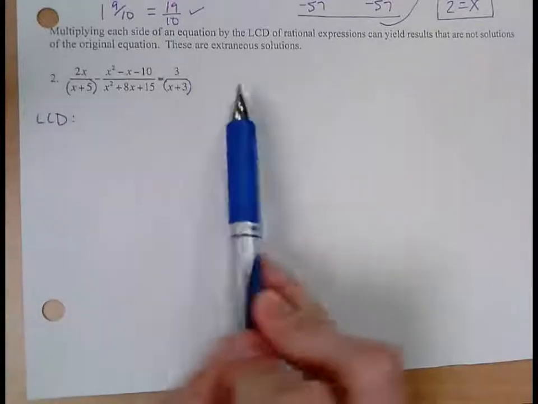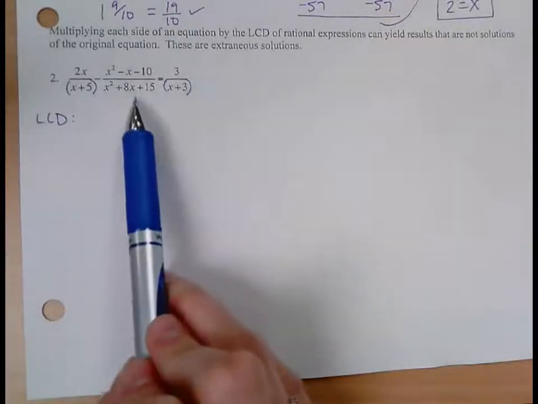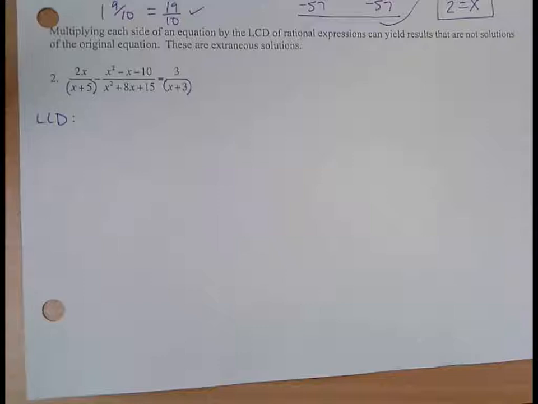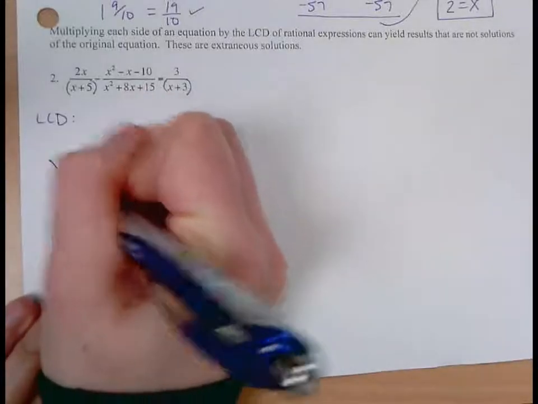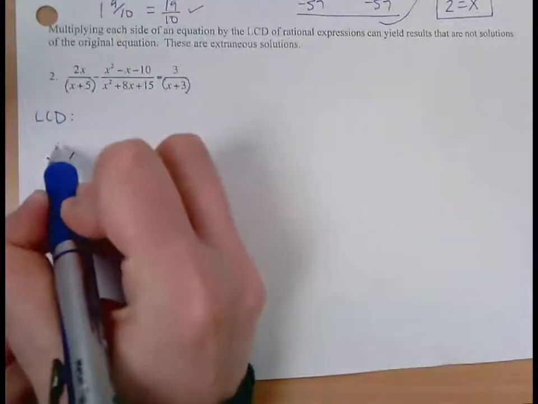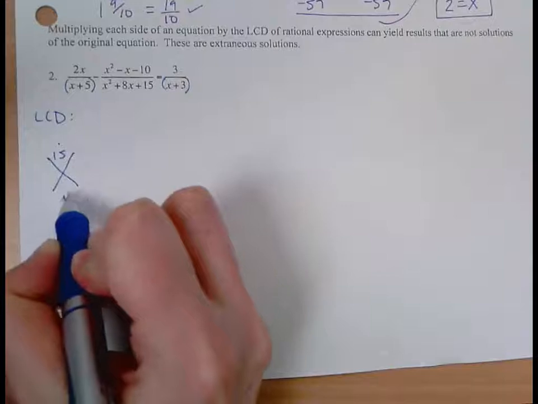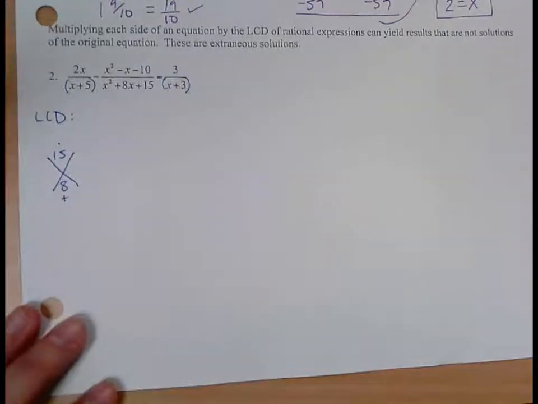So the x plus 5 and the x plus 3 are okay. The x squared plus 8x plus 15 can be factored. So you'd want to factor that before you actually look for your least common denominator. So it's a trinomial. I can set up the diamond. What multiplies to 15 and adds to 8? 5 and 3.